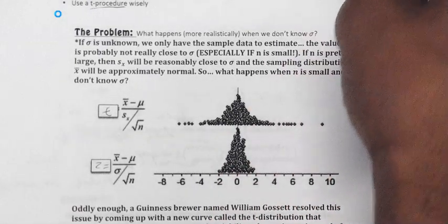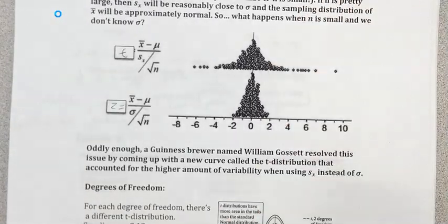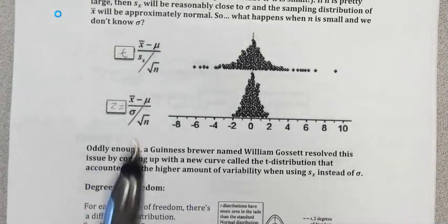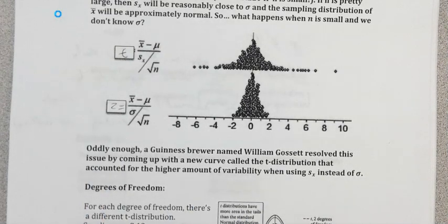This procedure was created by a guy who made beer, Guinness beer in England, a guy named William Gosset. Basically, his company was having issues understanding how different the standard deviation was of the product they were making. And he came up with a way of getting a good idea of what that standard deviation needs to be to continue making the beer the exact same way. So just a little fun fact about where it comes from.